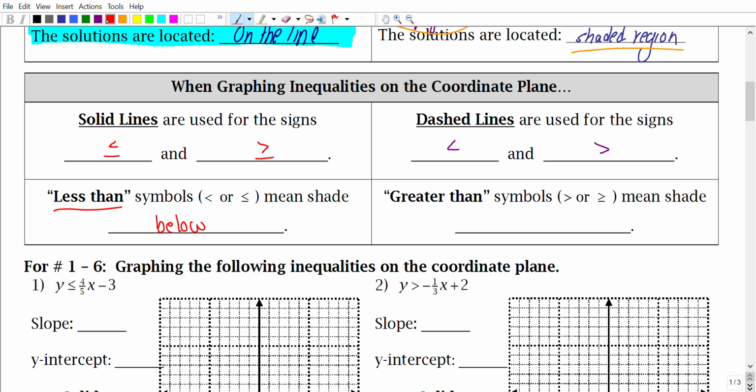I'm sure you guys can guess it by now. For greater than symbols, we would shade above. Again, just start to think of it in your mind a little bit. If you think of a less than symbol, you think less. What would you think? Would you think below or above? Well, you think below, you think lower, right? And with greater than, you think above. You think definitely have to shade above. Okay.